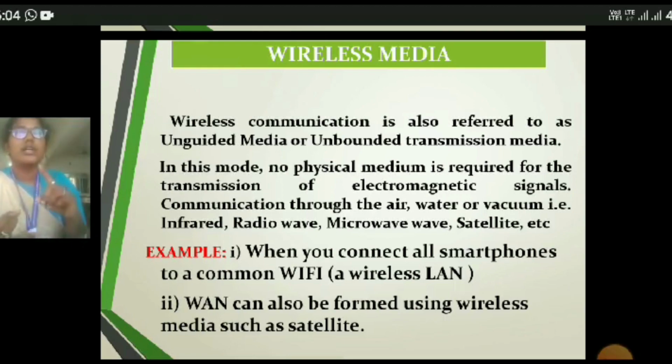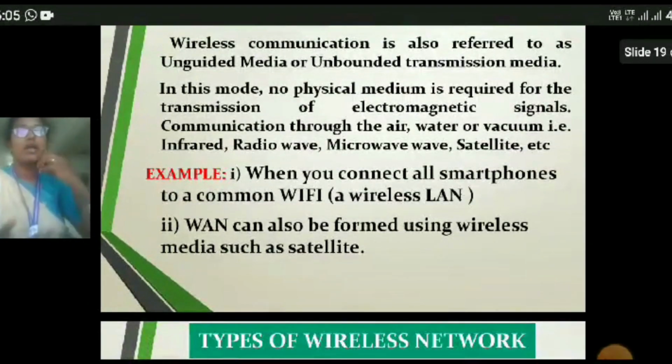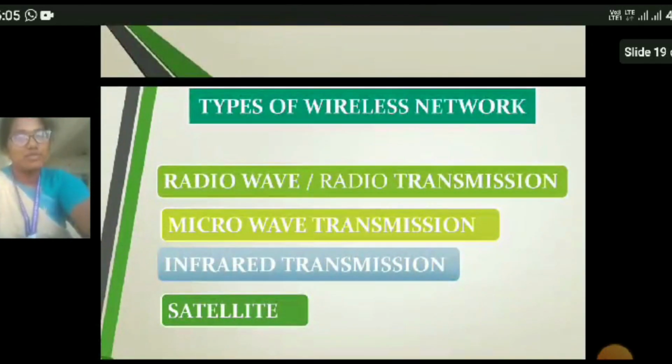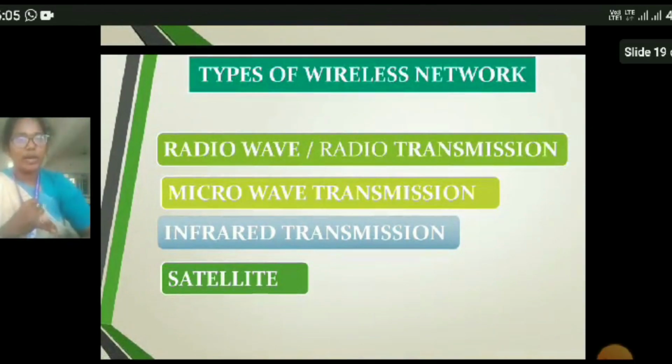Infrared waves, radio waves, microwaves and satellites are all common waves used in wireless media. For example, when you connect smartphones to a common Wi-Fi, it is a best example of wireless media. A wireless area network can also be formed using wireless media such as satellites. Then we are going to discuss the types of wireless networks: radio wave, microwave, infrared wave and satellites.